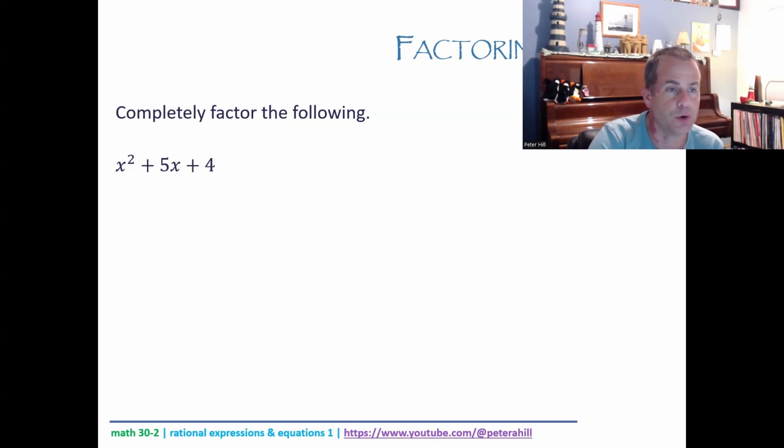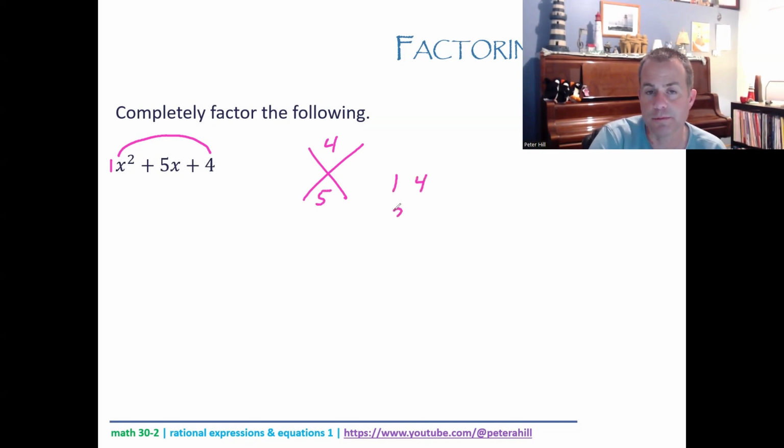So if I was doing decomposition here, I would be looking for two numbers that multiply together to give me my outside numbers multiplied together. This is a 1 and this is a 4. 1 times 4 is 4. I'm looking for two numbers that multiply together to give me 4 and add together to give me 5. So I'm thinking about my factors of 4: 1 and 4, 2 and 2. Oh, 1 and 4 would add together to give me 5. So I know those are my magical numbers here.